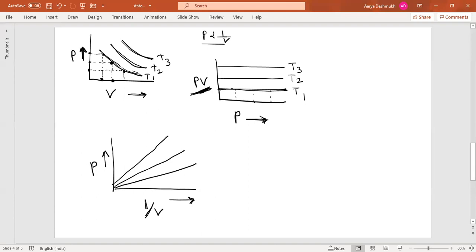Like this. The nature of the curve graph will be like this at different temperatures. For this particular line, this straight line passing through the origin, the temperature is constant here, and this is nothing but a reciprocal of this volume. So this is the first graph where the pressure versus volume is taken.